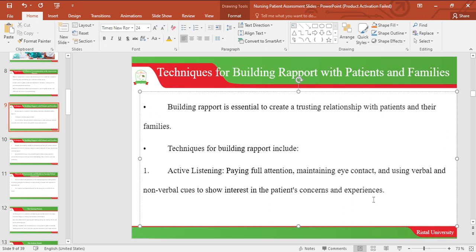If, for example, the nurse is talking and looking down, not maintaining eye contact, and giving no verbal or non-verbal cues, it means that the patient will suspect that the nurse does not have any interest in whatever he is telling.